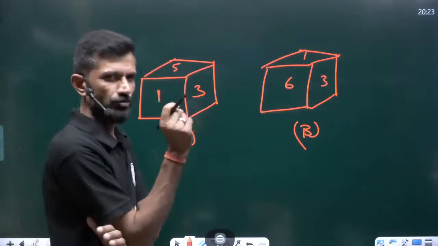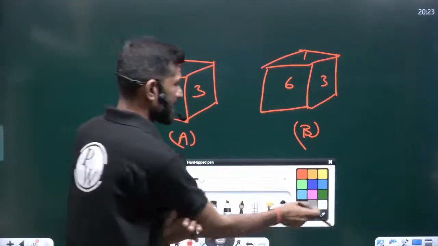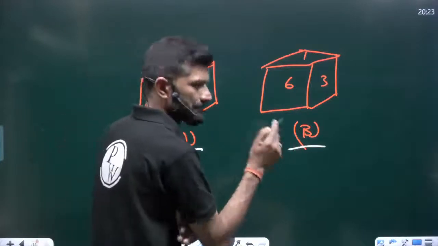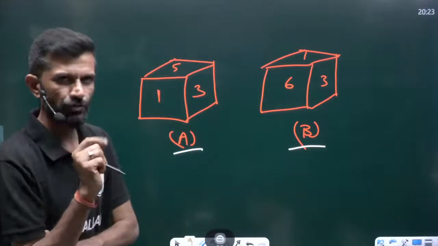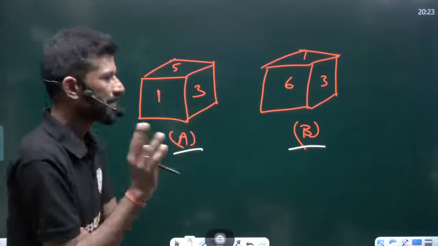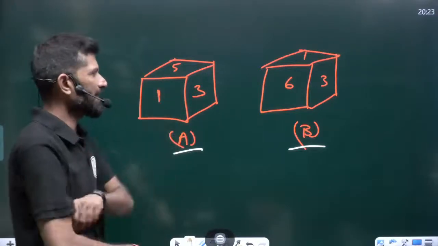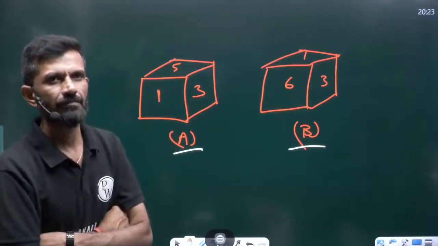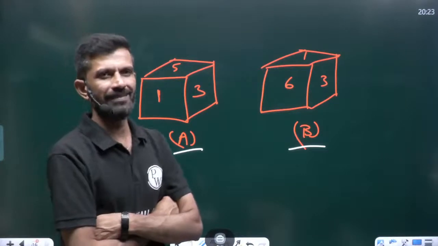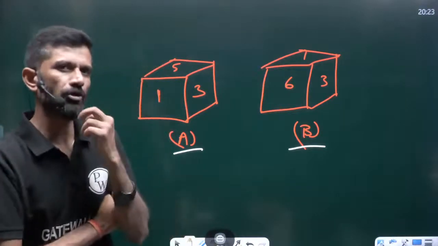Same dice, 2 views are given to you. That is view A and view B. Same dice, 2 views they are giving. In these 2 views, what are the things which are common? What are the numbers which are common? Is it that only one number is common or 2 numbers are common?